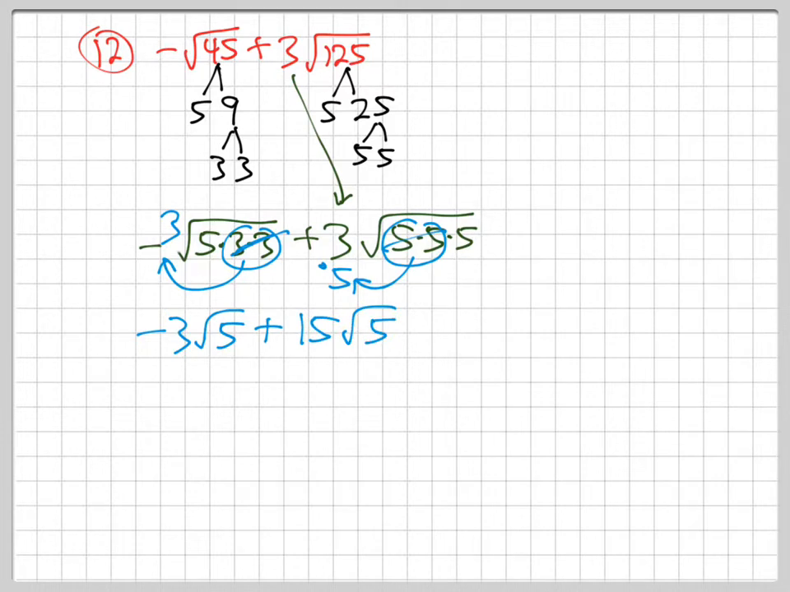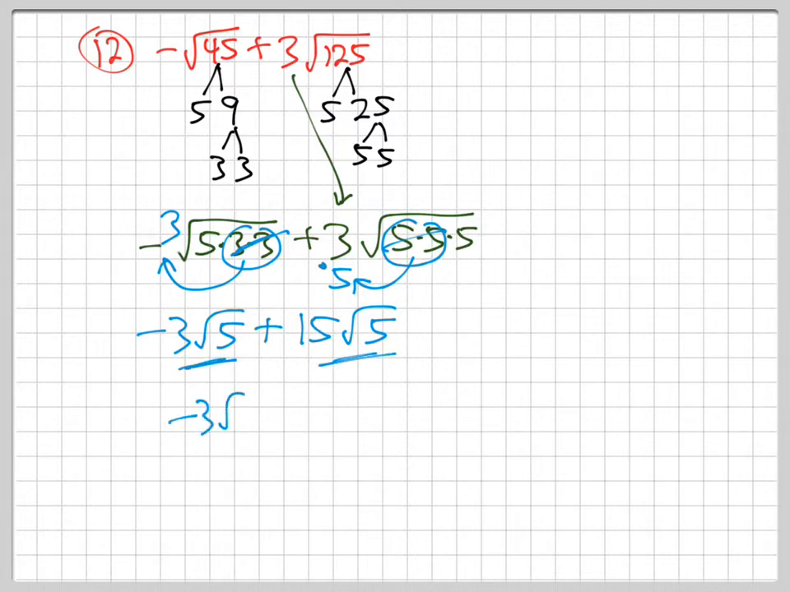Good so far. And now, can we add them or subtract them or whatever? Yeah, because they're like roots. Do you know what I mean? Again, it's exactly like letters. So as long as they have the same root, it works.